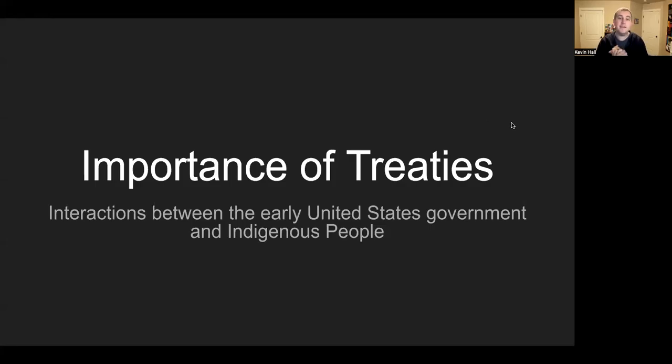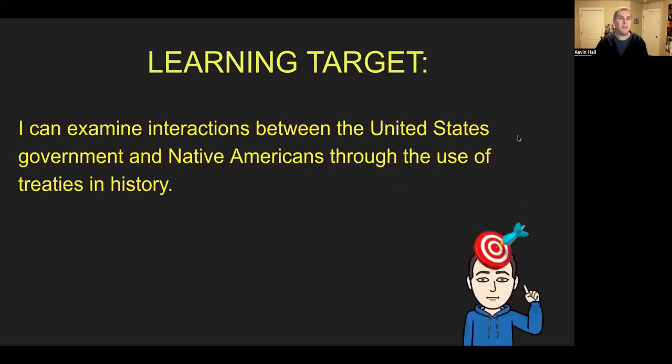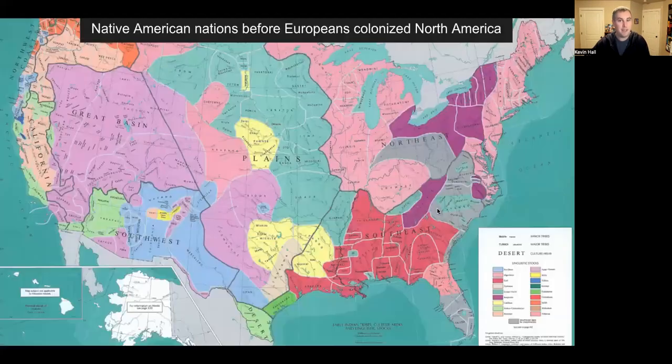This lesson is about the importance of treaties. So we're going to be looking at interactions between the early United States government and indigenous people. And here's our specific learning target. I can examine interactions between the United States government and Native Americans through the use of treaties in history.